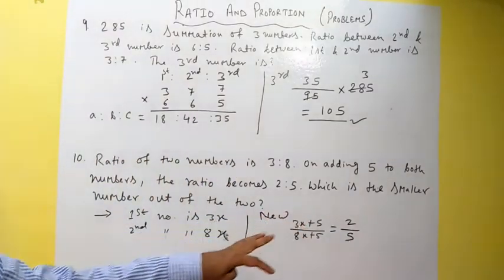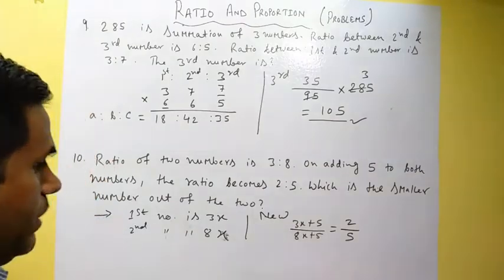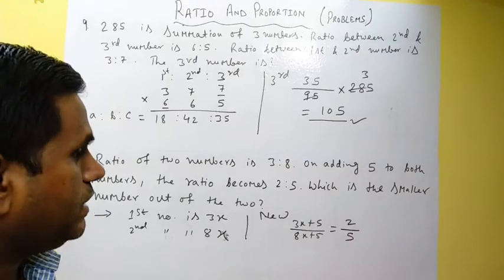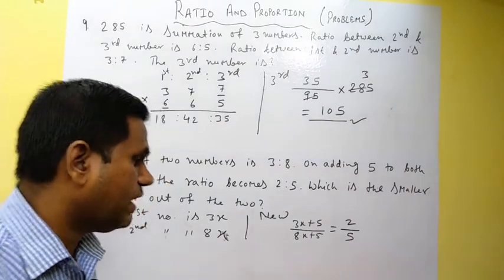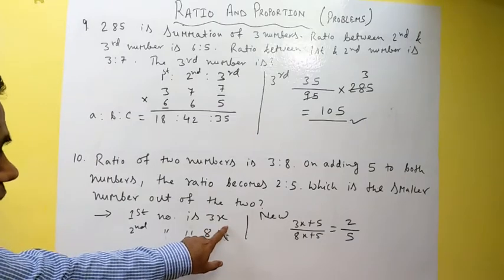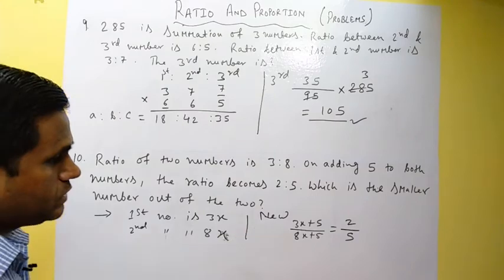Okay, which is the smallest number out of the two? When we solve this equation, it will give us the value of x, and then when we get the value of x, we can find out the smallest number out of the two. We know the smallest number is 3x because 8x will be a higher value than 3x, right? So let us solve this one.